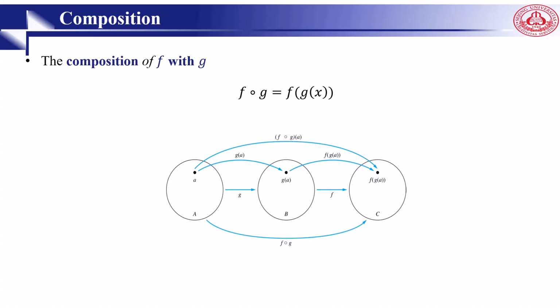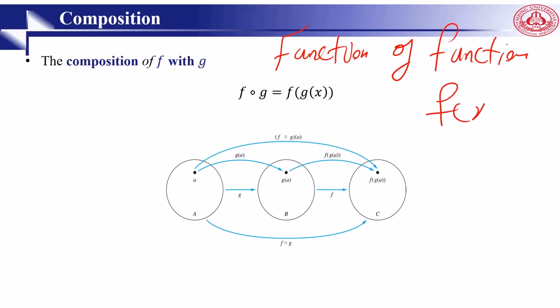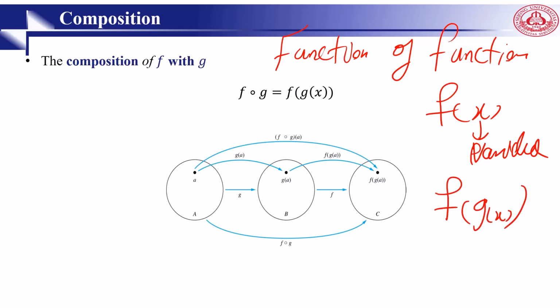Composition: function of function. Previously, we said f(x), where x is a variable. But instead of x, we have another function. This is called composition. And we show it like this, f o g, which is f of g of x.